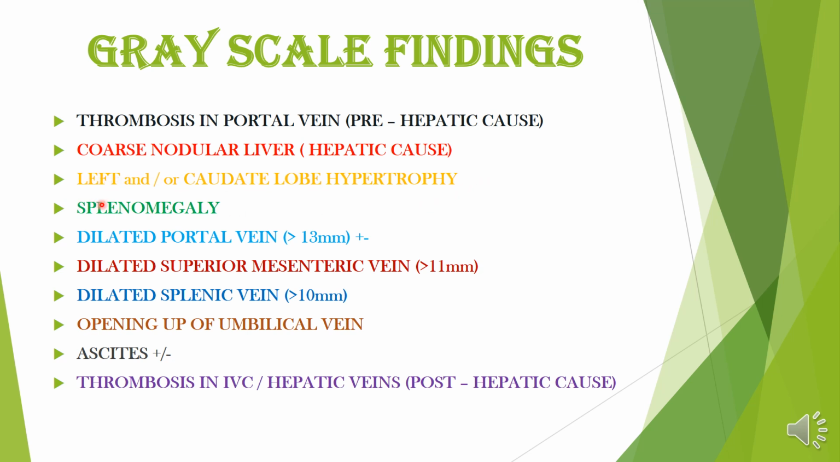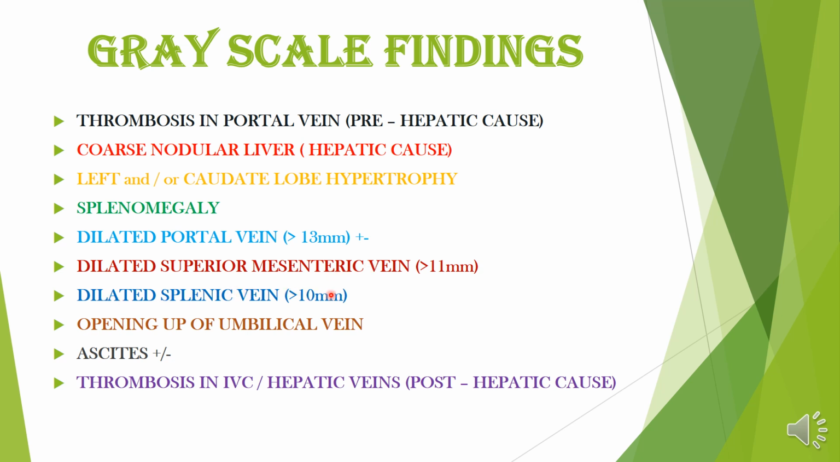Due to back pressure changes, there will be splenomegaly more than 13 centimeters, and there will be dilatation of the portal vein measuring more than 13 millimeters. But remember, a normal caliber portal vein doesn't rule out portal hypertension, because in the later stage of portal hypertension, due to decompensation, the portal venous diameter becomes normal. Then there will be a dilated superior mesenteric vein more than 11 millimeters, which is the cutoff, and it is a definite sign of portal hypertension.